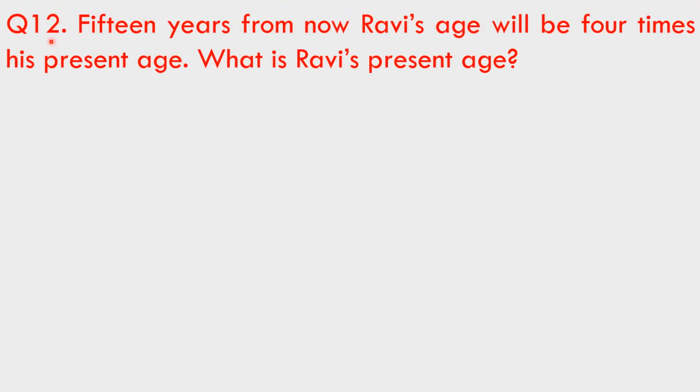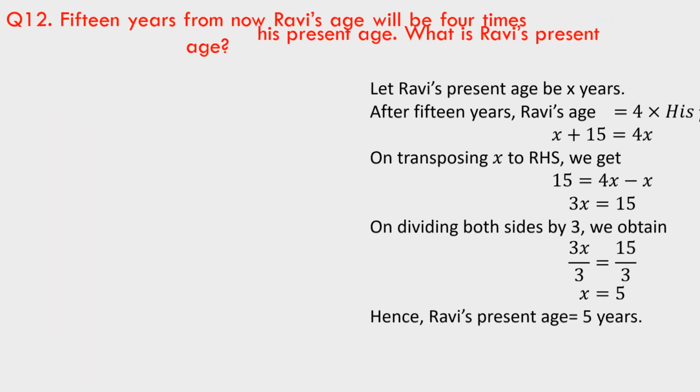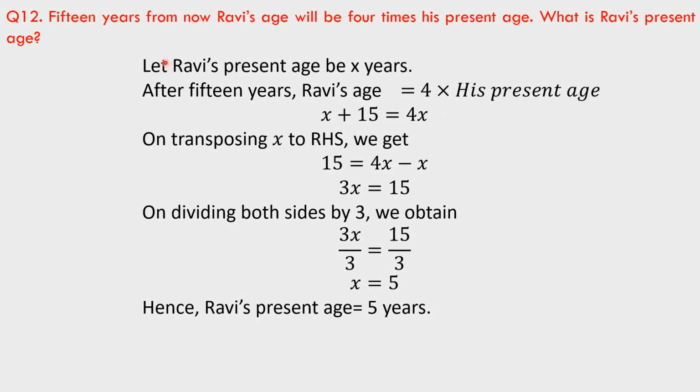Question number 12. 15 years from now, Ravi's age will be 4 times his present age. What is Ravi's present age? Since we don't know the present age of Ravi, let Ravi's present age be x years. Now, according to the question, after 15 years, Ravi's age will be x plus 15. क्योंकि रवि का present age x था, so 15 years के बाद x plus 15 होगा.